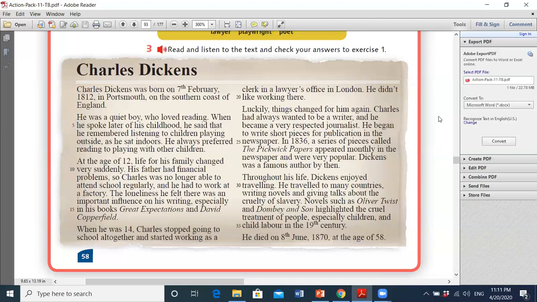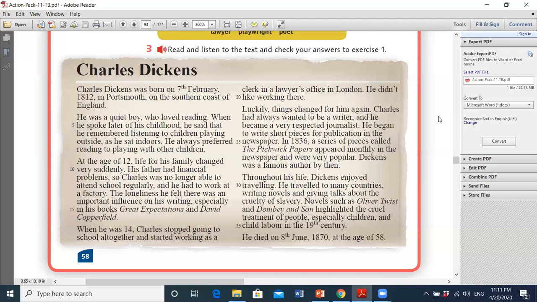So, when he was 14, Charles stopped going to school altogether. So, when he was 12, he left school, but he used to go some days and some days not. But after 14, he stopped going totally, and he started working as a clerk in a lawyer's office in London. So a clerk, as I told you before, is a person who runs errands, does the daily chores in an office. He didn't like working there. He did not enjoy being a clerk.